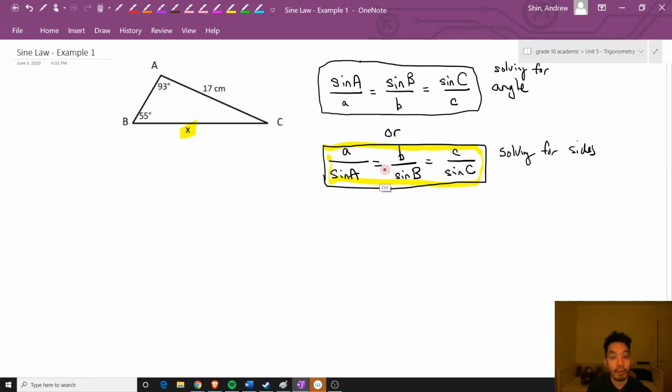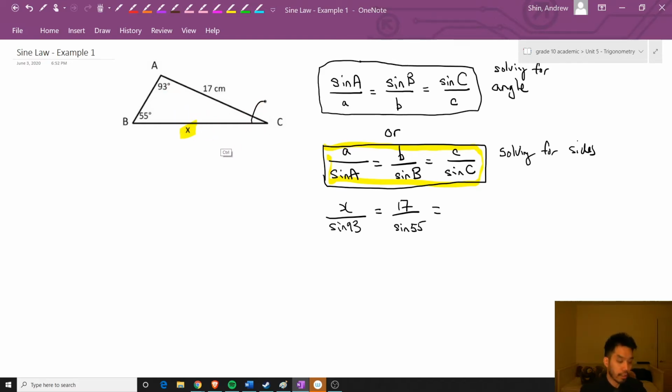I've chosen this one, and now I'm going to write down the knowns. For little a, it's going to be x. Big A is 93 degrees. Little b is 17. And angle B is 55. Side c does not exist, it's unknown. And angle C, we don't know just yet.